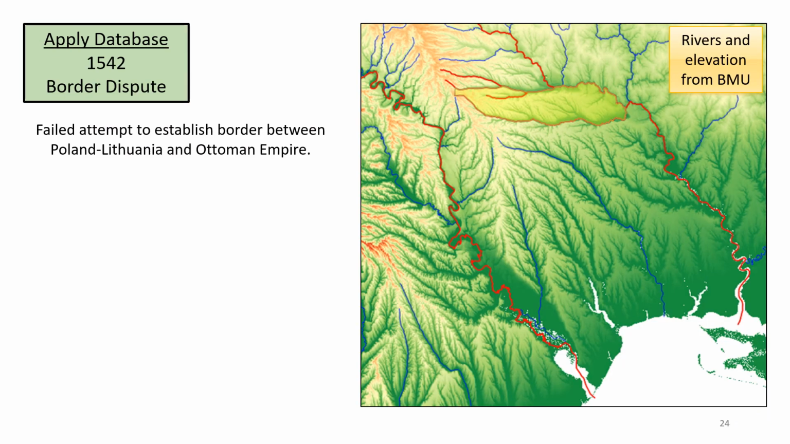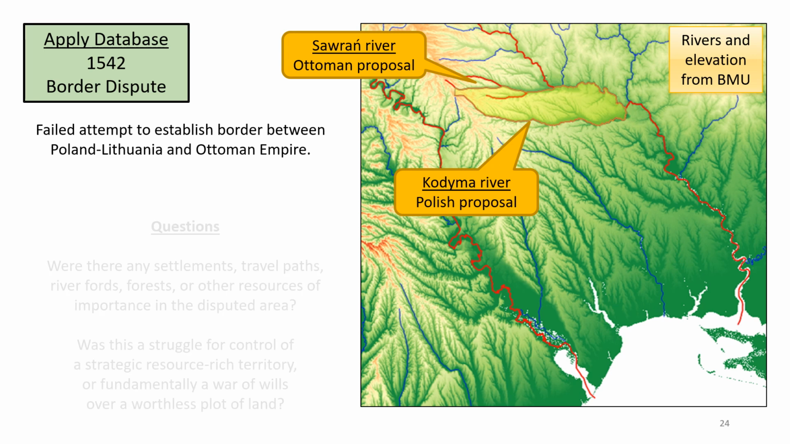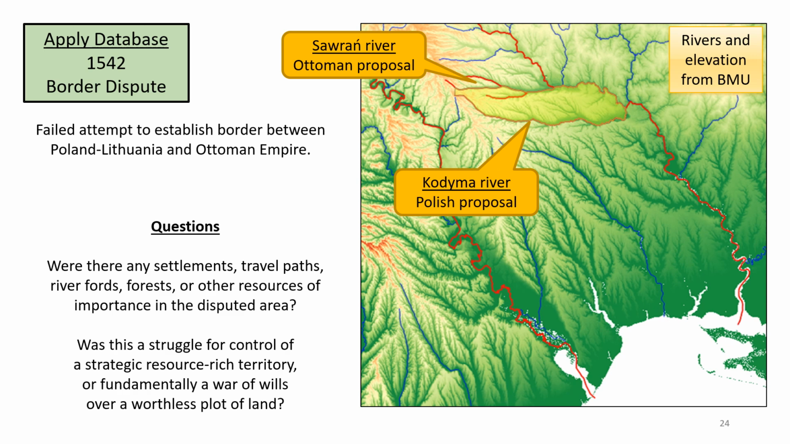We have also used our gazetteer to provide a geographic context for a description of the 1542 border dispute that failed to establish a border between Poland-Lithuania and the Ottoman Empire. A key sticking point in the negotiations was which river should serve as the border, the Kodama River or the Savran River. This application of our gazetteer allows us to answer a number of questions about the border dispute.